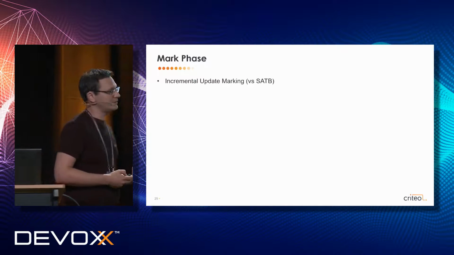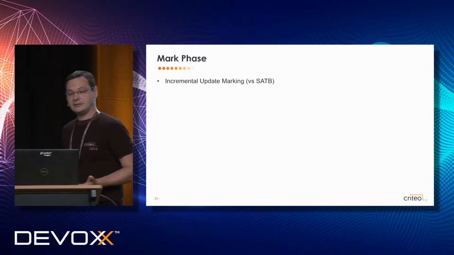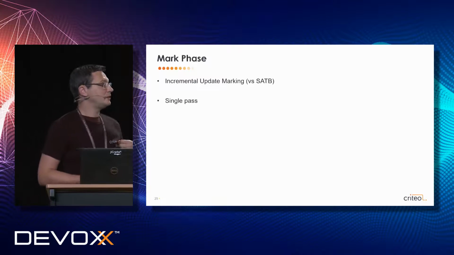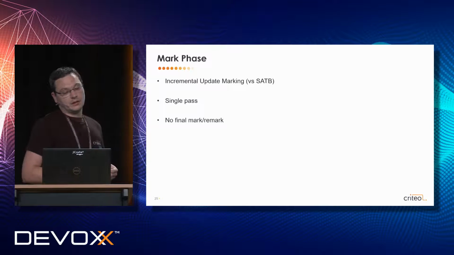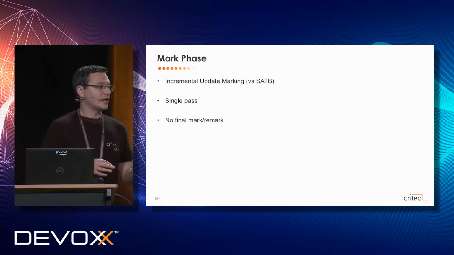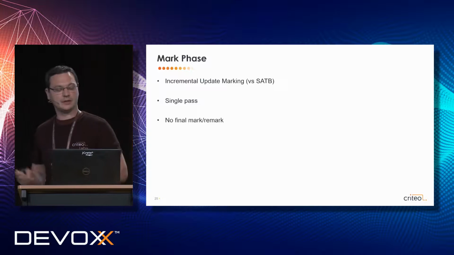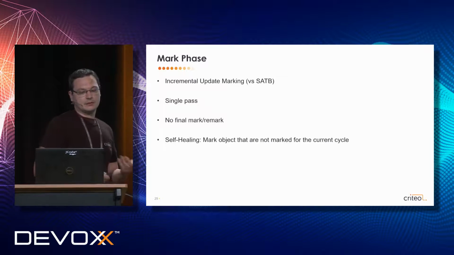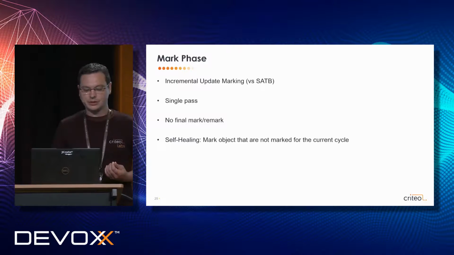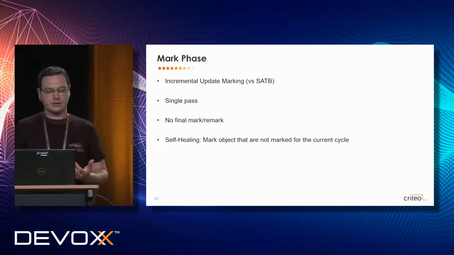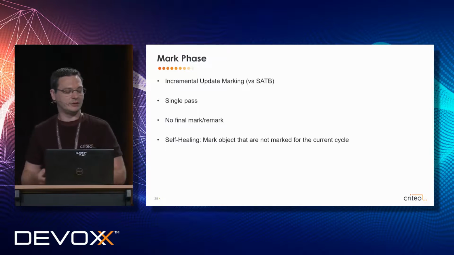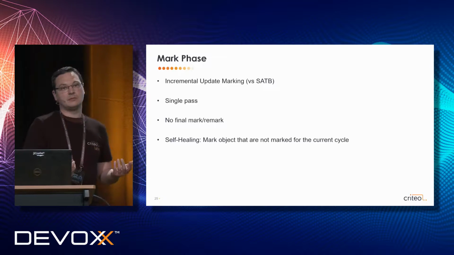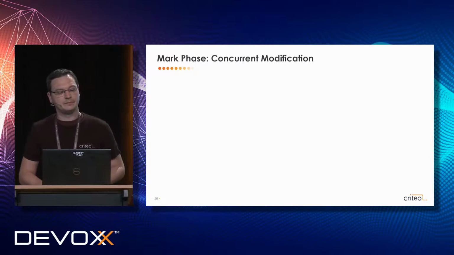During this mark phase, it's concurrent marking, but it uses incremental update marking. This is a single pass algorithm, so no final mark or remark to catch up all the references that we may have lost during the process. And there is a self-healing notion: if you access an object that is not marked during the current cycle, we mark it.